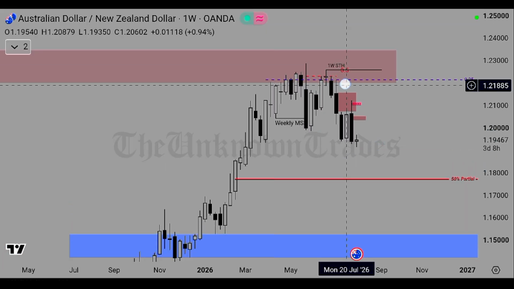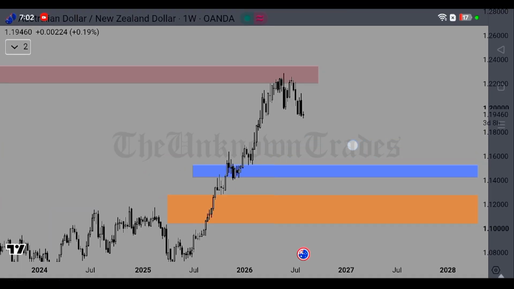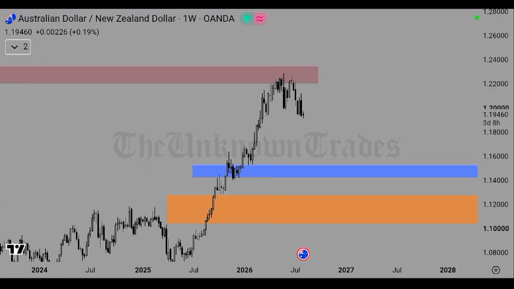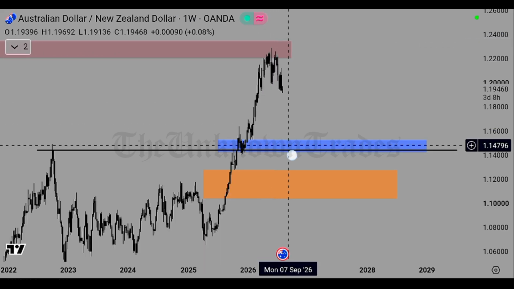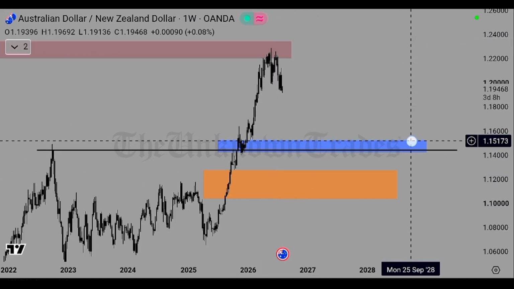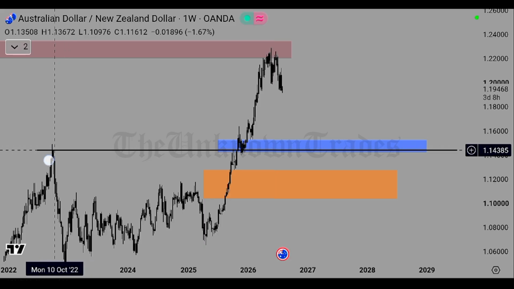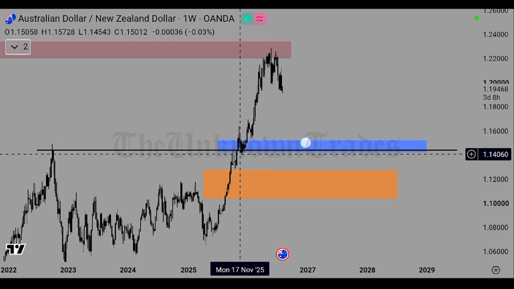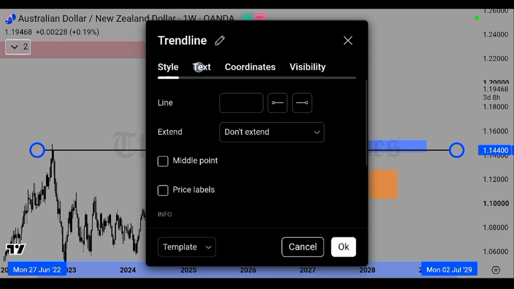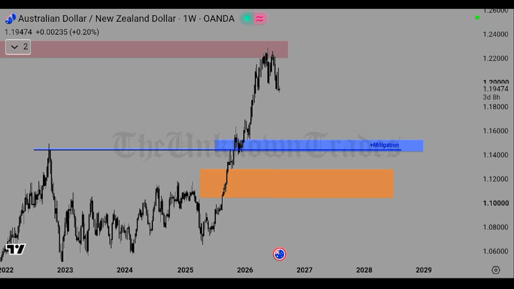I know this is a little bit messy. Okay, so now I hope the chart is looking clean. So this is our premium POI. This is the discount POI. This is a specific fair value gap overlapped with a mitigation block. I just mentioned this as a mitigation. So now we start our analysis on the weekly chart.